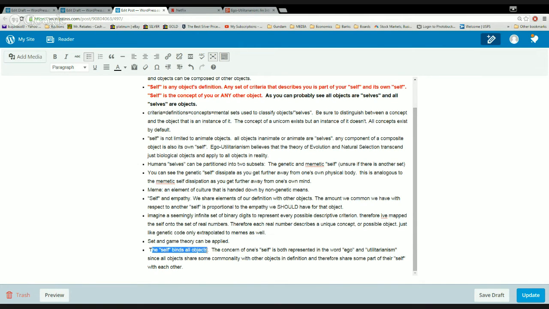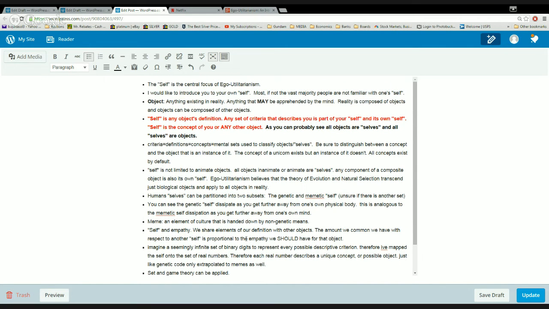So the self binds all objects. Again, we have things in common in definition. So this inherently relates us to other objects that share definition or elements of definition. The concern of oneself is represented in both the word ego and utilitarianism, since all objects share some commonality with other objects in definition, and therefore share some part of their self with each other. There's some redundancy here. I didn't edit, I just wrote that real quick.